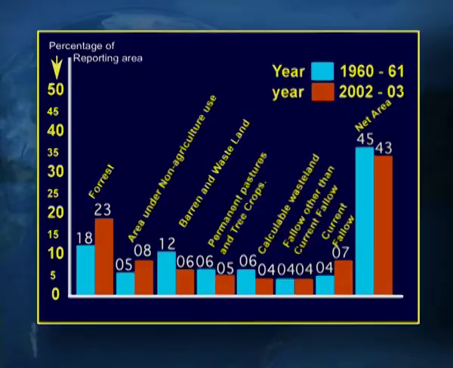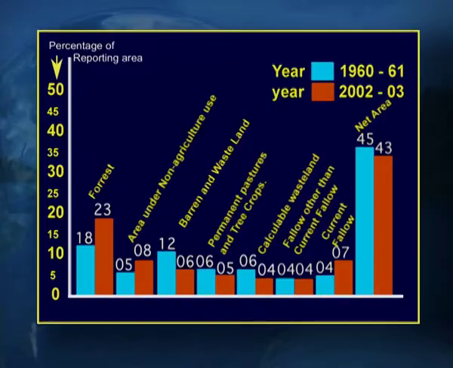Before taking up the categories, I would like to show you this visual. This visual shows the changes in the land use categories in India for the years 1960-61 and 2002-03. So this is a multiple bar diagram showing the two different years under the different categories. On the visual you can see that the forest land has increased over these 40 to 42 years. Another category where there is an increase is the area under non-agricultural use.